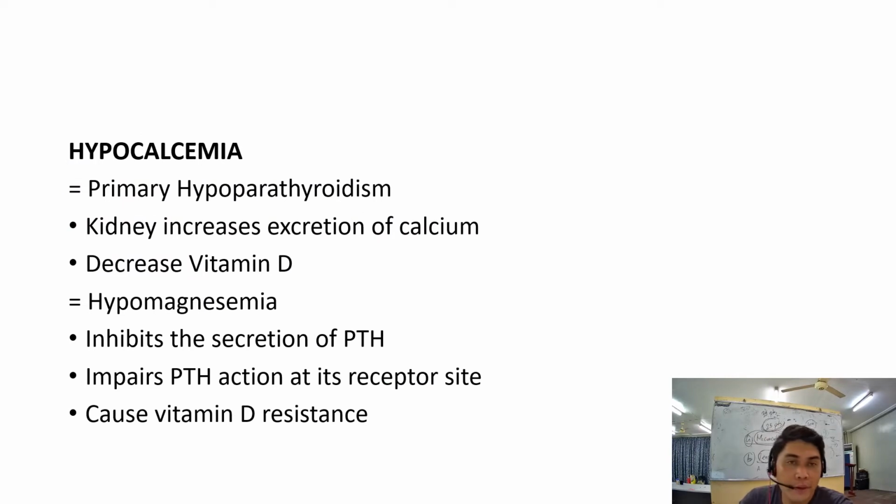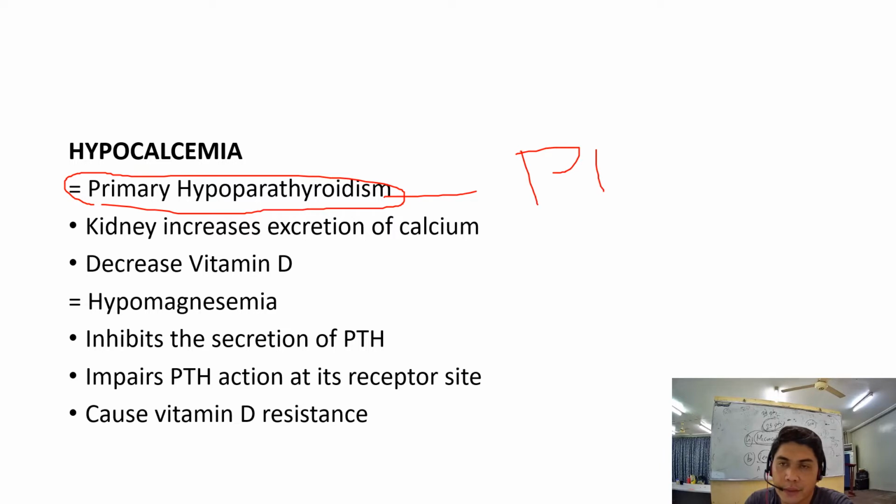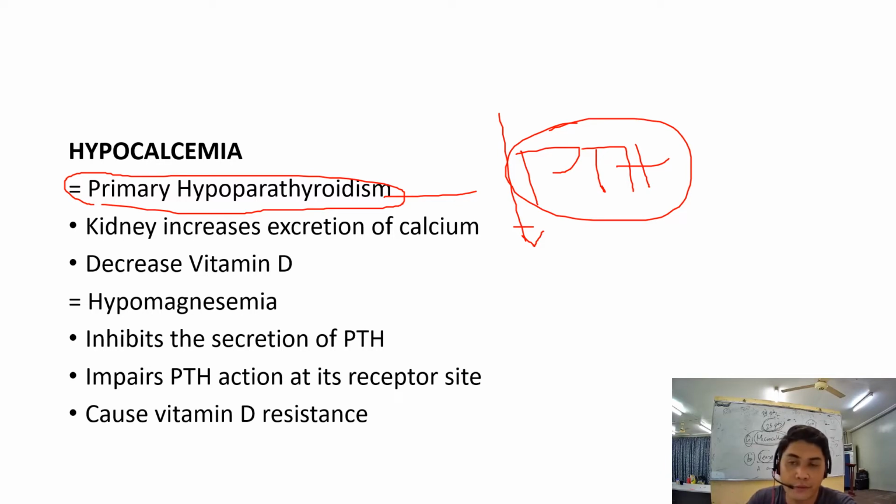Hypocalcemia is the decrease in calcium concentration in blood. What are the causes of hypocalcemia? First is primary hypoparathyroidism, in which there is a decrease in the production of PTH by the parathyroid gland. Remember that PTH is for the reabsorption of calcium. So if there is a decrease in PTH, there's also decreased reabsorption of calcium in the kidneys.